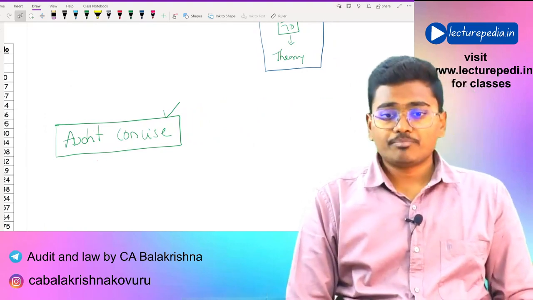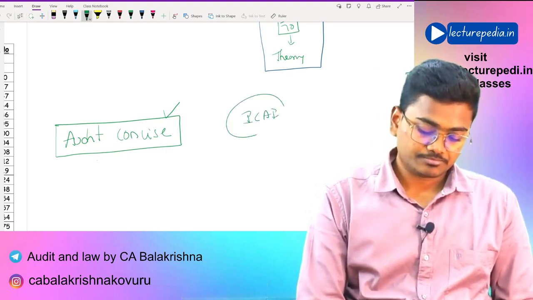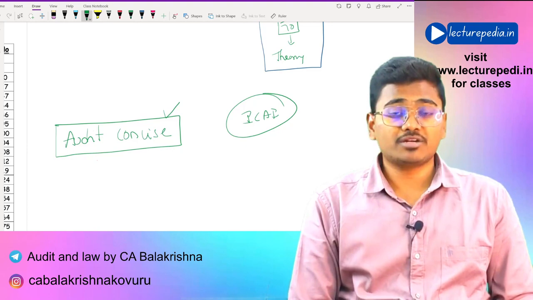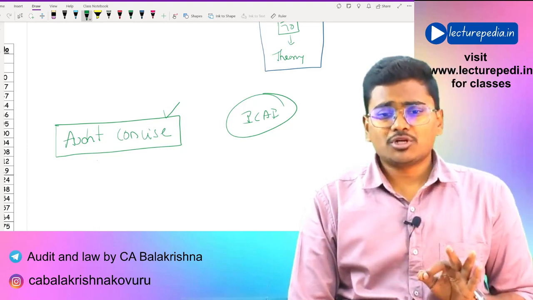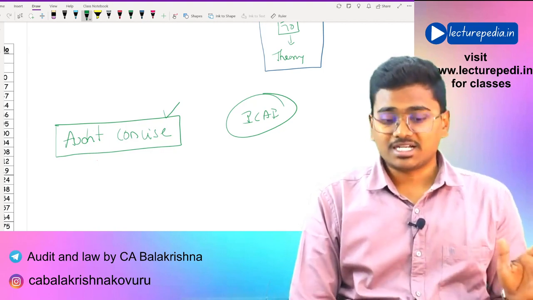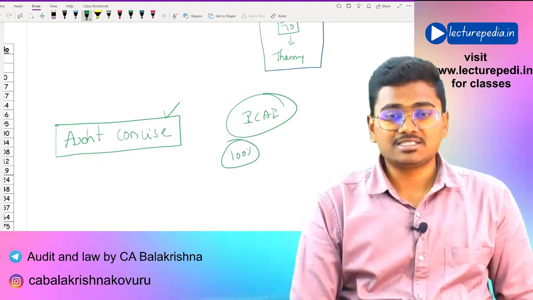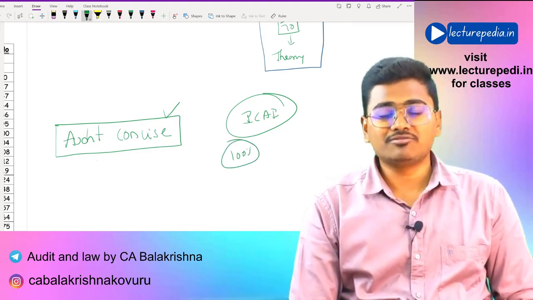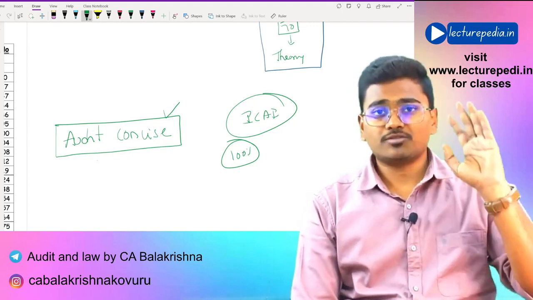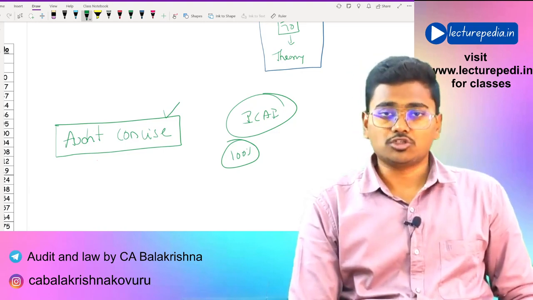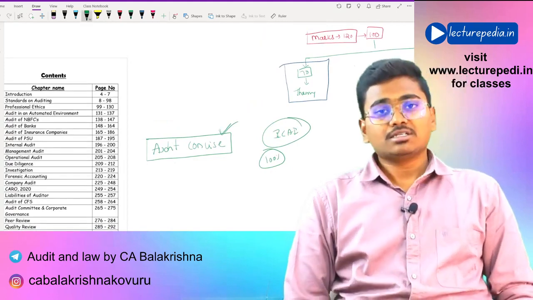This book I have prepared completely from the ICAI study material, and it has been prepared from the examination point of view, and all the terminology that I have used in this Audit Concise is 100% ICAI terminology only. I have not deviated from the ICAI material, and I have also covered all the topics from the ICAI study material. I have not left any topics. So you will be receiving this Audit Concise.